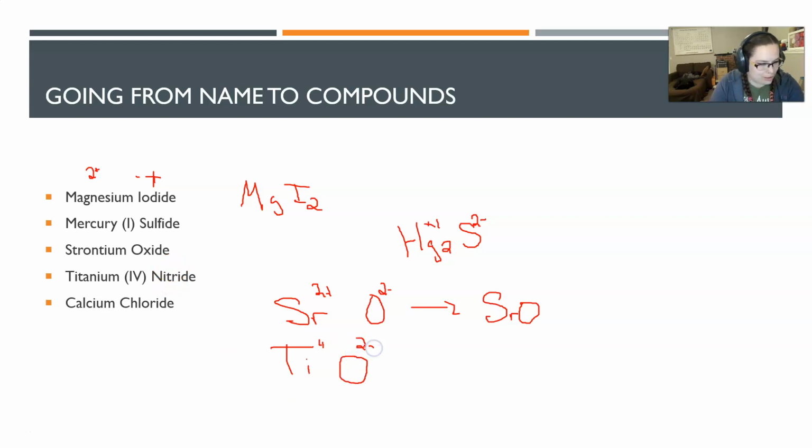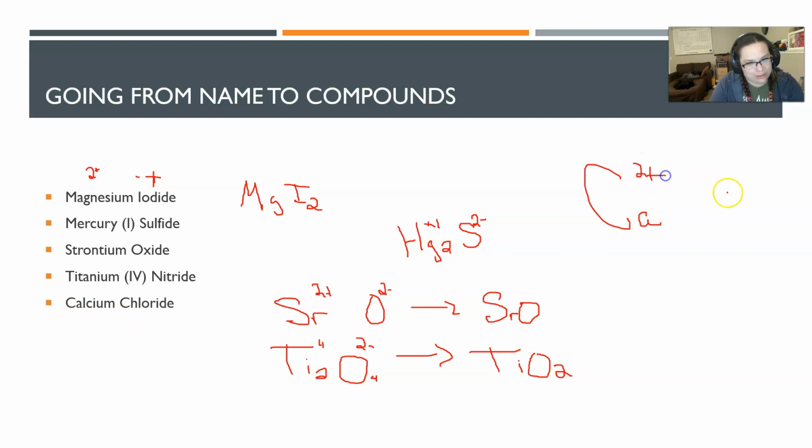Oxygen is 2 minus, so 2 on titanium, 4 on the oxygen, but we can reduce that by dividing everything by 2, so it's going to be TiO2. And then calcium chloride, so calcium is 2 plus, chlorine is -1, so the 2 comes down here, and you write it CaCl2.